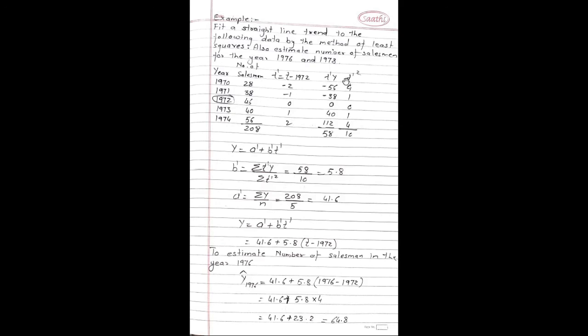We need two more columns, t dash y and t dash square. So minus 2 into 28 becomes minus 56. Minus 1 into 38 becomes minus 38. 0 into 46 becomes 0. 1 into 40 becomes 40. And 2 into 56 becomes 112. And minus 2 square is 4. Minus 1 square is 1. 1 square is 1. And 2 square is 4.